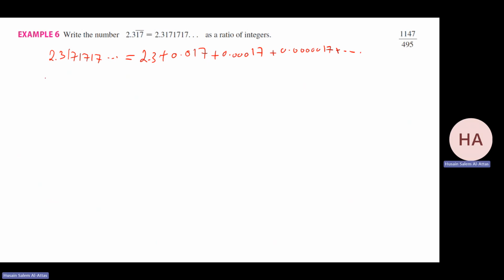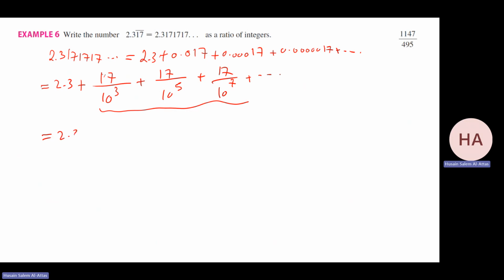That will be 2.3 plus 17 over 10 cubed, which is 1000, plus 17 over 10 to the power 5, plus 17 over 10 to the power 7, and so on. Notice this 2.3 is not related to the geometric series. Actually, something started and then the geometric series is here.